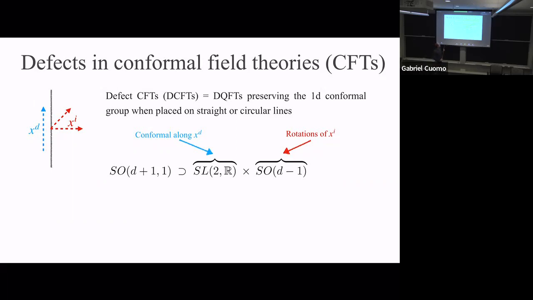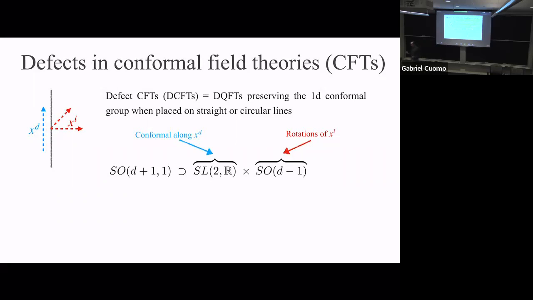Once a defect is embedded in a CFT, it may or may not preserve a subset of the conformal group. We call defect conformal field theories those defects that, when placed on a straight or circular line, preserve the one-dimensional conformal group around the line. So this is SL(2,R): scale transformation on the line, special conformal and translation. And typically we also assume rotations around it, but it's not too important.